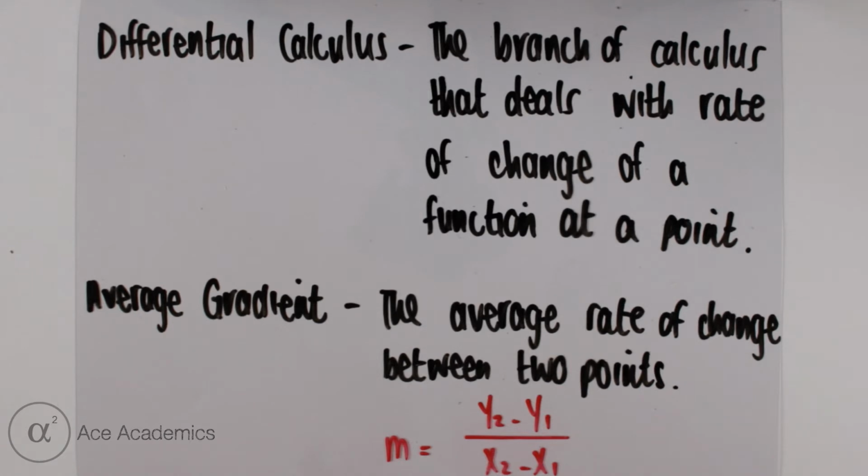Another basic concept is average gradient. The average gradient is the rate of change between any 2 points, usually on a function. The average gradient is calculated the same as normal gradient in algebra. So there's no new concept there.